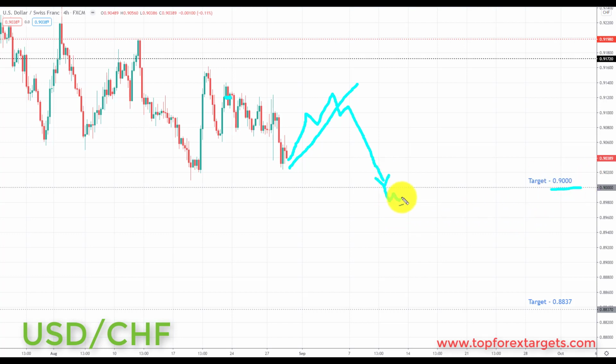And if we can get a break through here, you can see there's quite a lot of space between here, so we could move between these levels fairly quickly. But if we can break down below here, we're going to be looking down towards the next key of support to the downside and target 2 at the 0.8837.